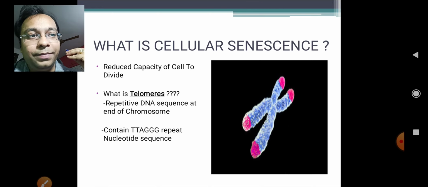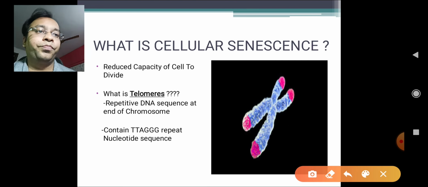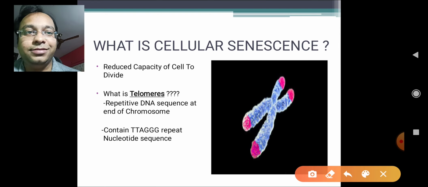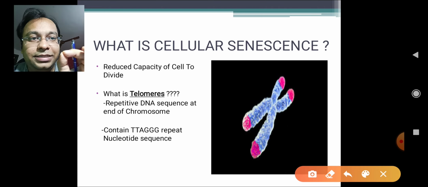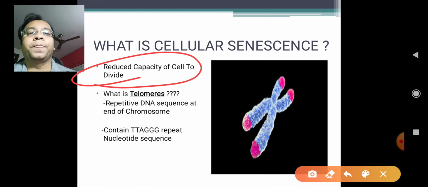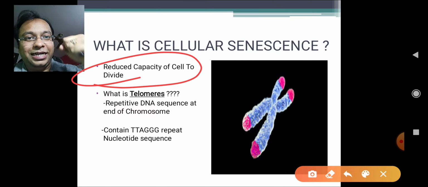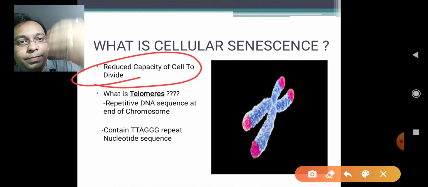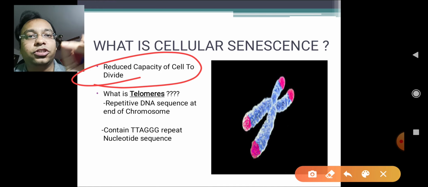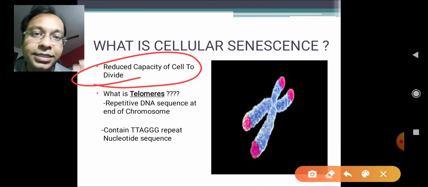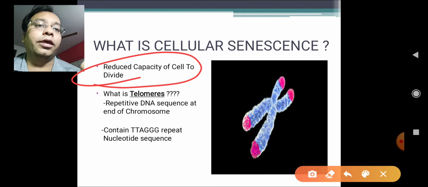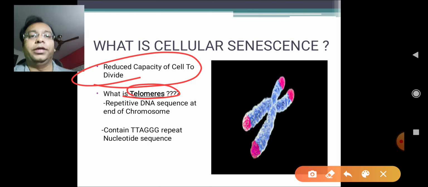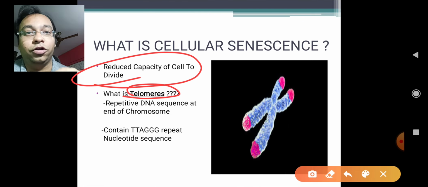So what do you mean by cellular senescence? Cellular senescence means reduced capacity of the cell to divide. With time, the dividing capacity of the cell will decrease, right? And that is called cellular senescence. We will discuss why it happens. Okay, what do you mean by telomere? Because senescence is related to telomere.